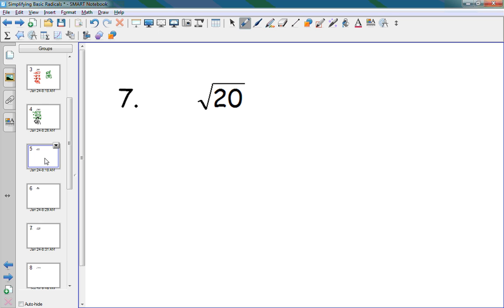Number 7, the square root of 20. 4 times 5. Can I take the shortcut here, folks? What's the square root of 4? 2. So that's going to give me? Excellent.